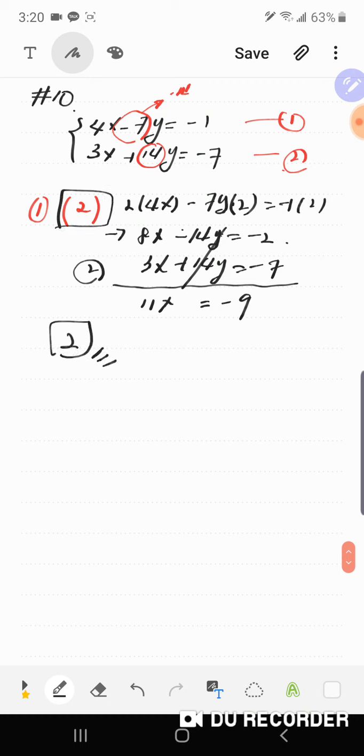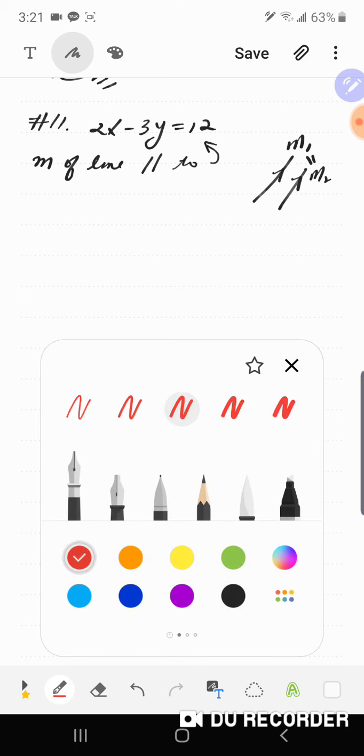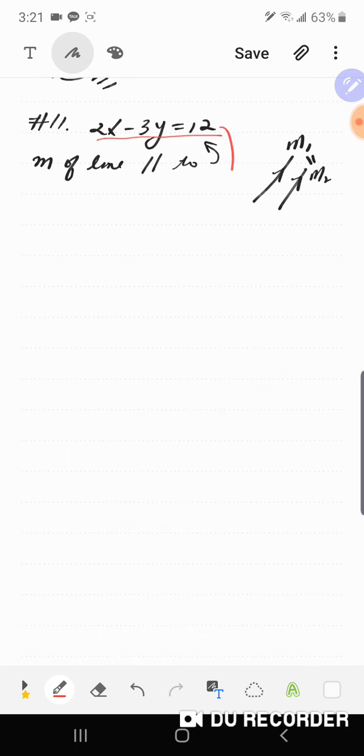Okay, for number 11, find the slope of a line that is parallel to this. In order to find the slope, if two lines are parallel, then slope 1 and slope 2 are the same. So we have to find the slope of the given line. We must find the slope of this line first.